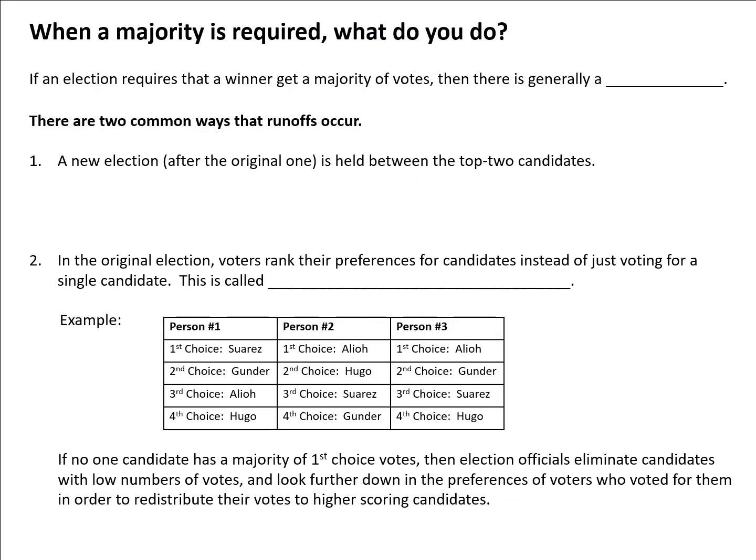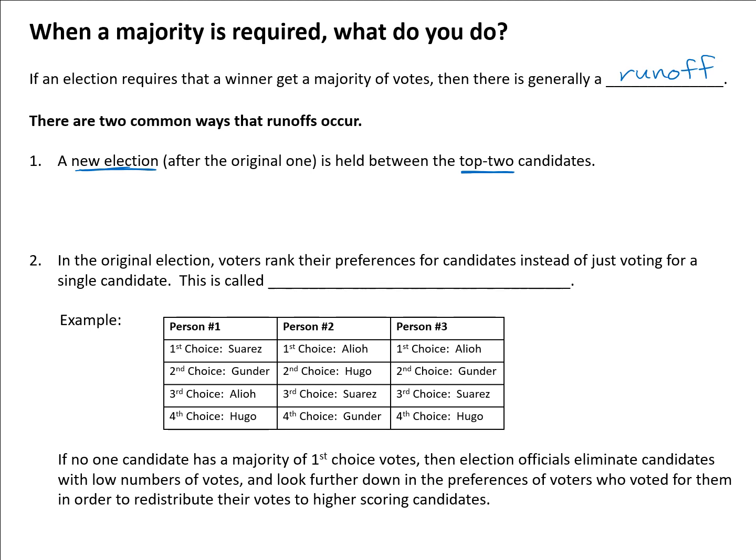So if you're a state or a city that requires a majority, what do you do? Well, if you're required to have a majority and no one gets a majority of the votes, then generally there's something called a runoff. There are two common ways that a runoff is held. You could have a brand new election after the original one, held between the top two candidates. This is something you will see around the country.